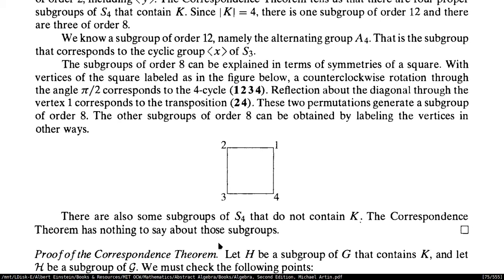Wait, so you're saying this subgroup of order 8 contains the kernel? Okay, it does. So the kernel has the transpositions and the products.